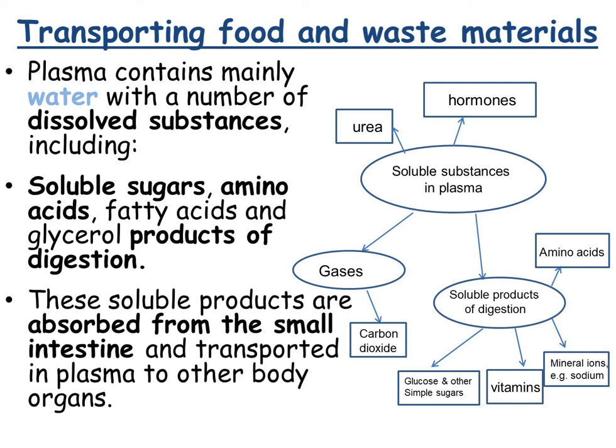Plasma contains mainly water with a number of dissolved substances. So dissolved substances include soluble sugars, amino acids, fatty acids, and glycerol, products of digestion, and these soluble products are absorbed from the small intestine and then they're transported in the plasma to other body organs that need them. So you can see here the soluble products of digestion are things like glucose, other simple sugars, vitamins, minerals, amino acids, etc.